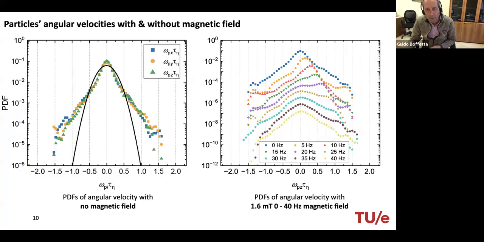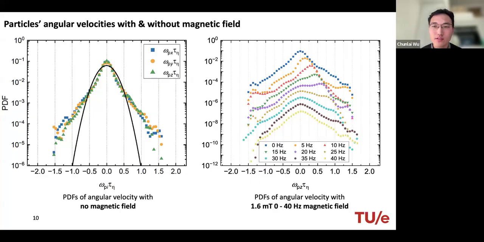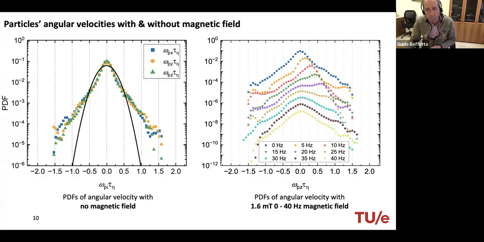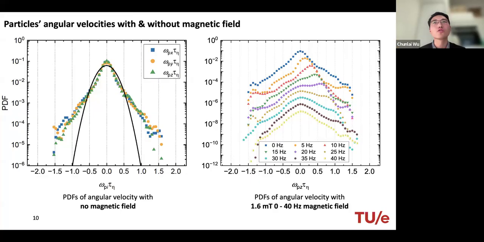For 40 hertz, for example, the yellow line, you don't see the peak anymore. Or in any case, you see a very, very small peak. What does it mean? There could be multiple reasons why the peak at around 40 hertz vanished.